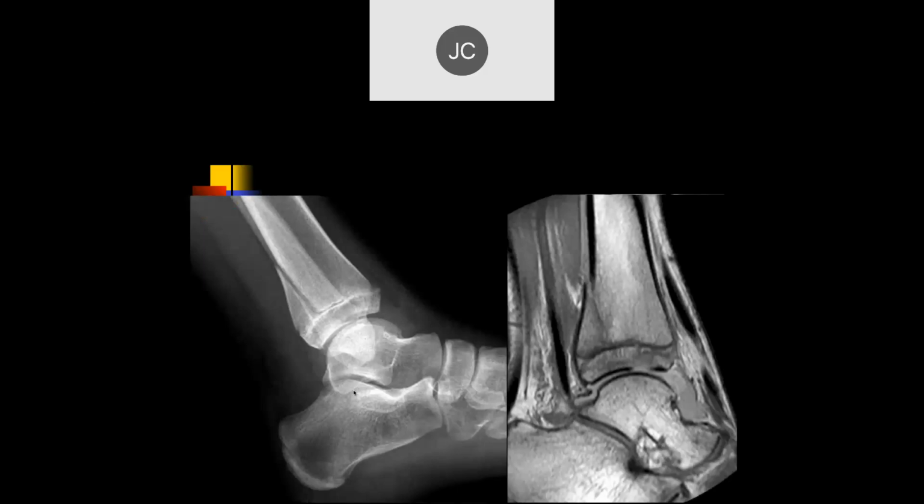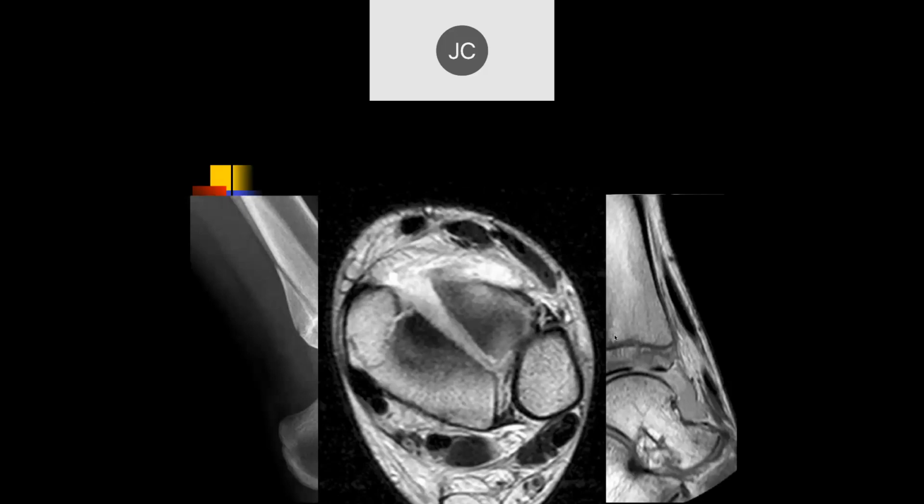There's a fracture of the posterior malleolus. So yeah, it's going through the epiphysis and through the metaphysis. So Salter-Harris 4. It's also displaced. Yeah. So this is a pretty severe fracture.